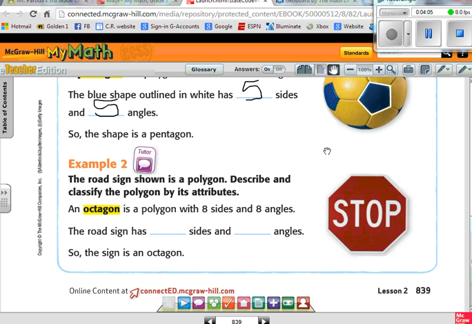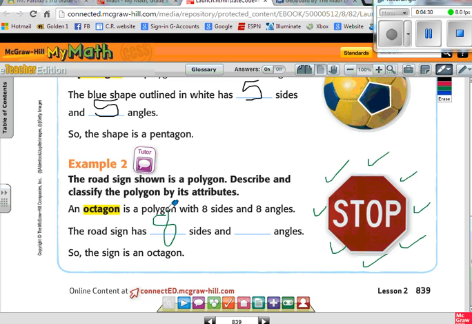Okay. Look at example number 2. The road sign shown is a polygon. Describe and classify the polygon by its attributes. An octagon is a polygon with 8 sides and 8 angles. The road sign has how many? Let's see. 1, 2, 3, 4, 5, 6, 7, 8. It's got 8 sides, so it should have how many angles? 8 as well. So this sign is an octagon.